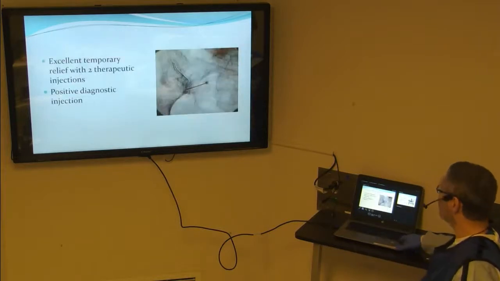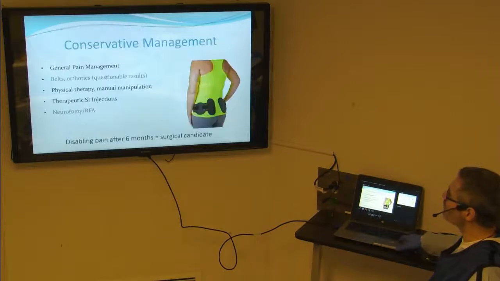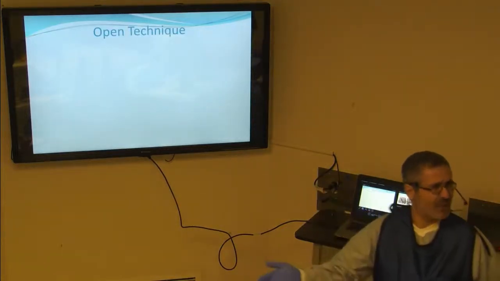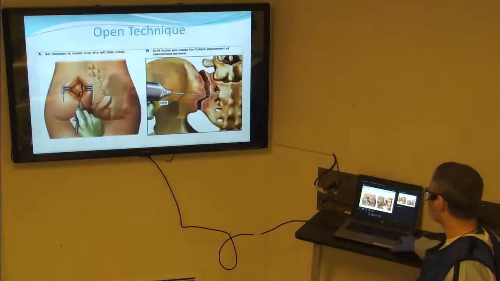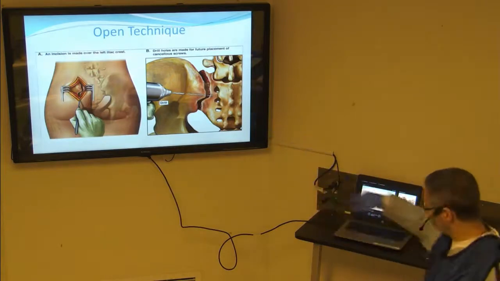So, again, that's how the injection looked like. And let's just bypass all of that. I'm just bypassing the conservative treatment. Obviously, that's part of the solution. Let's talk about old-fashioned medial to lateral is dead. Let's not talk about that.